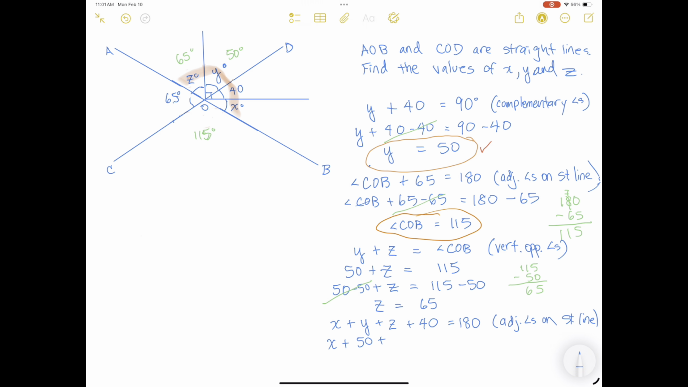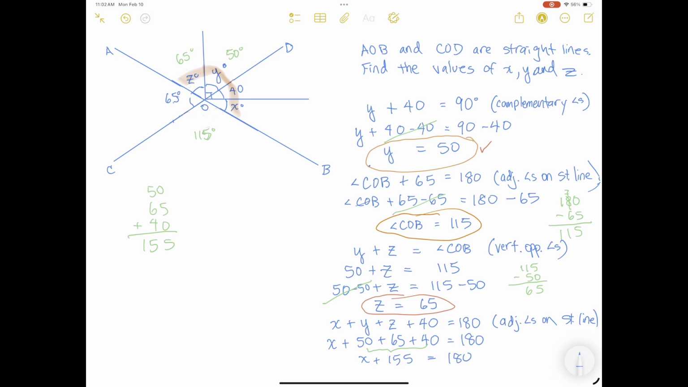50 is substituted for Y, and 65 is substituted for Z, and we write those figures underneath the equation on the line below. So we have X plus 50 plus 65 plus 40 equals 180. So now we need to sum up those numbers on the left-hand side of the equation. 50 plus 65 plus 40, I do that calculation on the side, and I get 155. So I write that on the line below, X plus 155 equals 180.